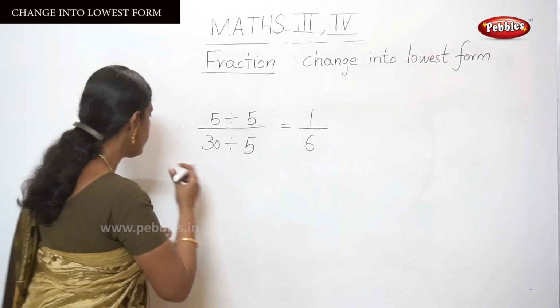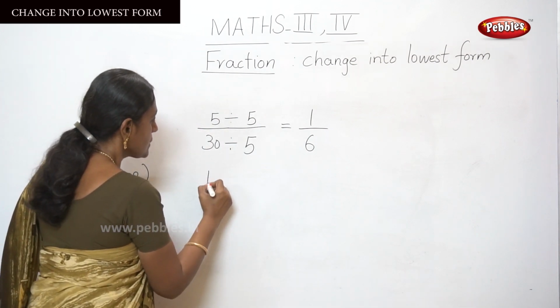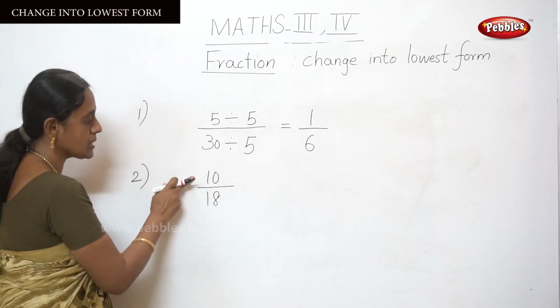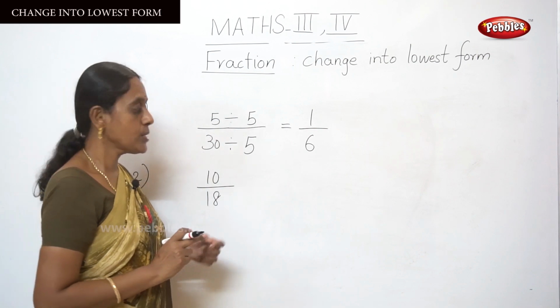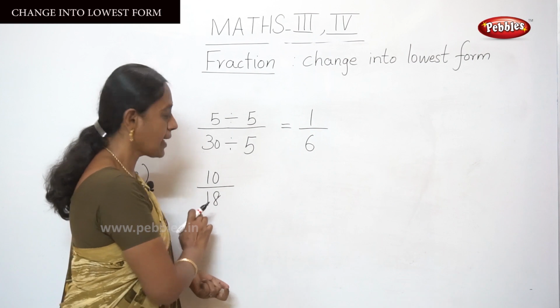Do you understand? I am going to explain one more sum: here, 10 by 80. This is a fraction, and we are going to find out the lowest form of this fraction.